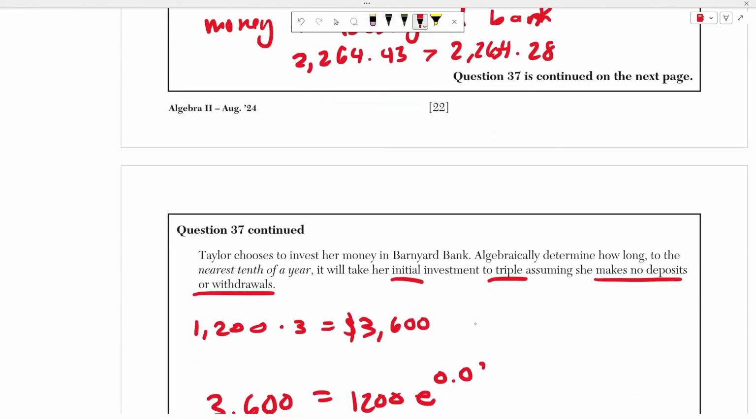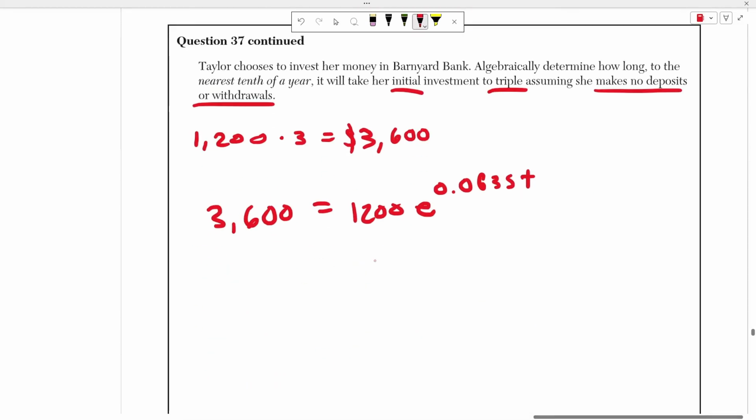And we just need to write that $3,600 is equal to $1,200 times e to the power of 0.0635 times t. And now we're solving for t. So this is how much money our account was worth after we let it sit for an unknown amount of time, and now we have to solve for that unknown amount of time. So in this case, we're just going to solve for t algebraically. We're going to divide both sides by 1,200.